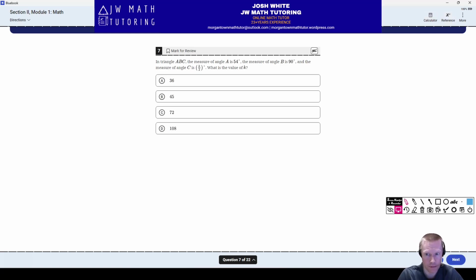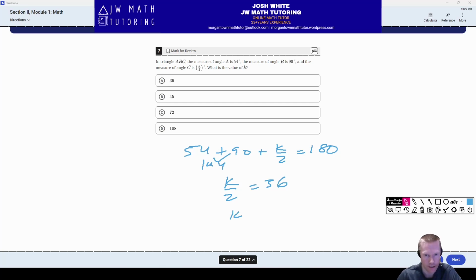Next up, question number 7. So essentially what's going on here is in a triangle, you've got a 54-degree angle, a 90-degree angle, and then an angle which is k over 2, and that's equal to 180. So at this point, you can solve this equation, or basically this k over 2 is going to be 36 because these together are going to be 144, and then you subtract it. K is going to be 72. Correct answer is going to be C.